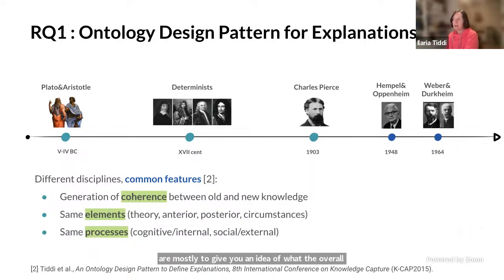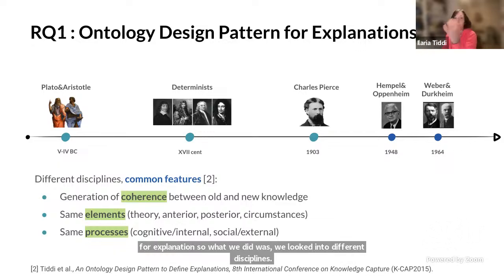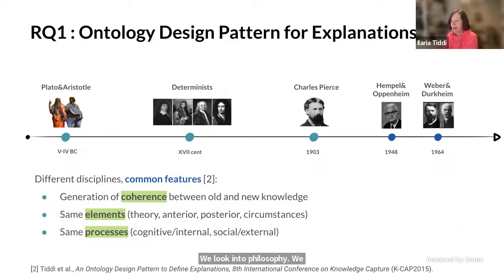Starting with the definition of explanation, we first defined an ontology design pattern for explanation. What we did was look into different disciplines. We looked into philosophy, linguistics, and social science, and we looked at their definitions of explanations. We noticed that even though there were different approaches and methods, explanations were always seen according to similar characteristics.